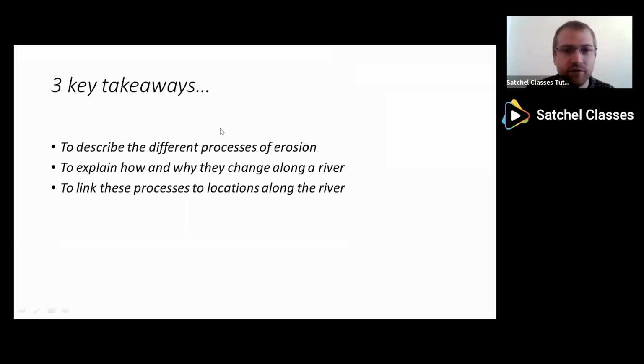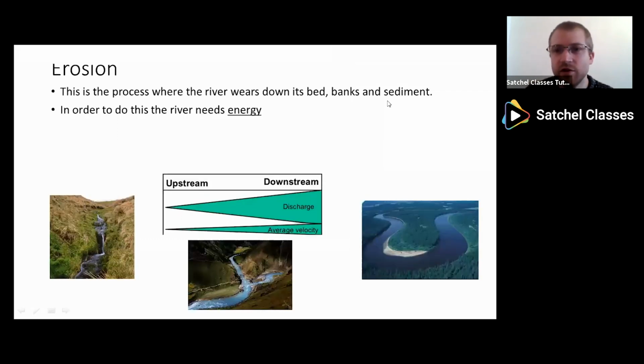So first of all, a few things to think about. If you do have a pen and paper, probably best to get this definition down. What is erosion? Erosion is a process where the river wears down its bed, that's the bottom of the river, its banks, and the sediment inside of it. So it's basically breaking down material. In order to do this, it will need energy, and this will change along the river.